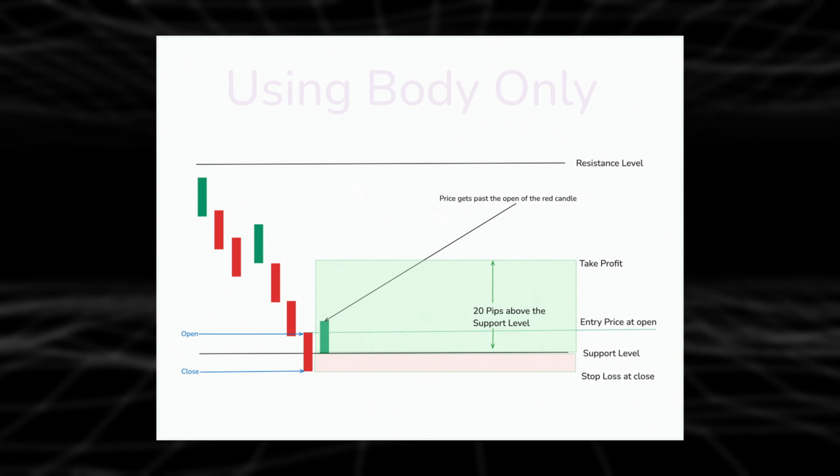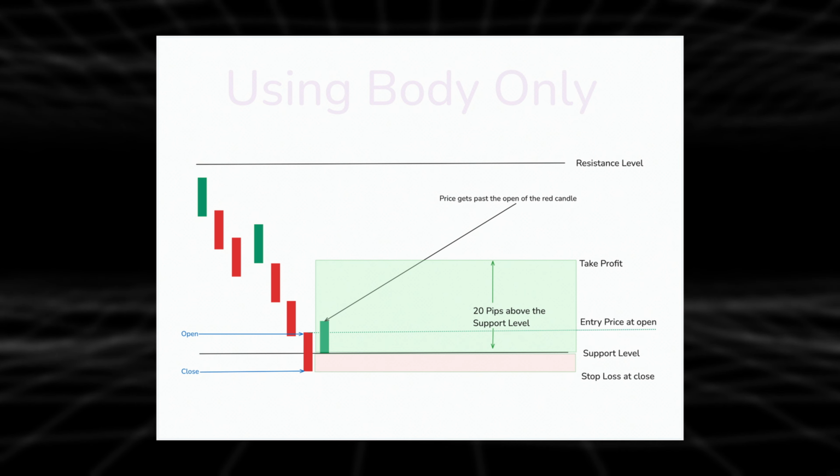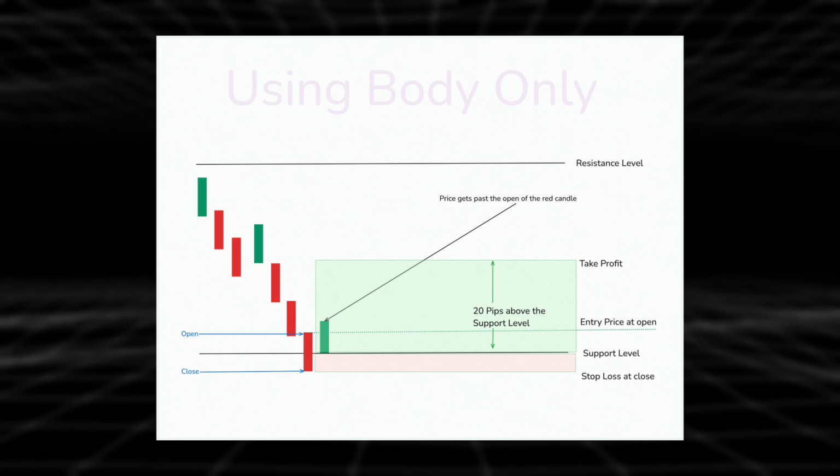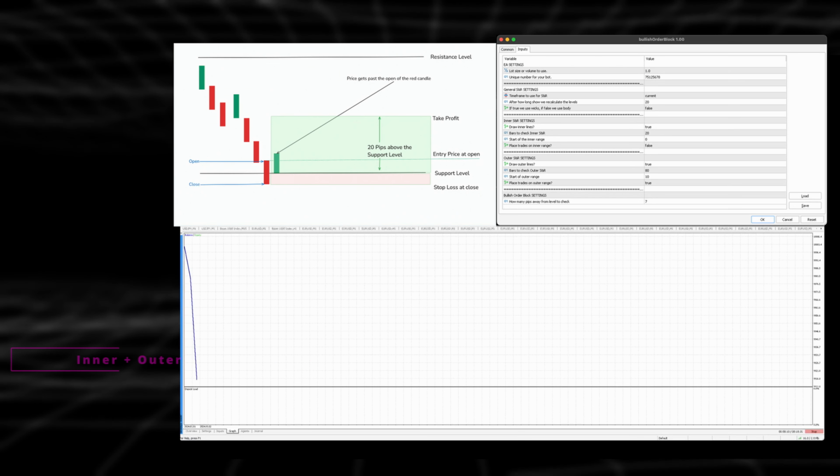Now moving to the body variation, we have the entry price at the open, the take profit 20 pips from the support level, and the stop loss at the close. And here are the results for the inner, outer, and both.